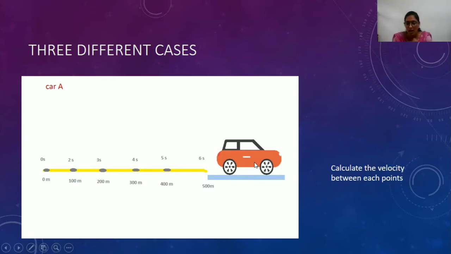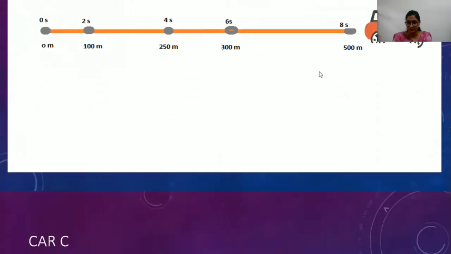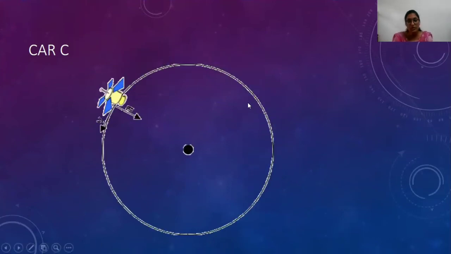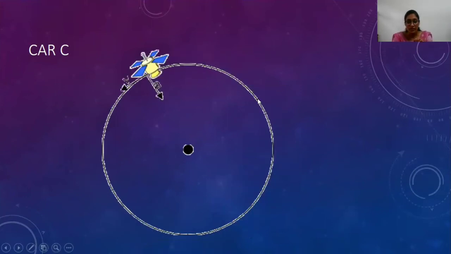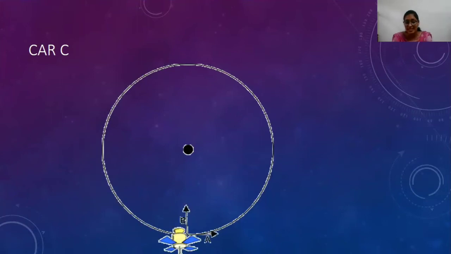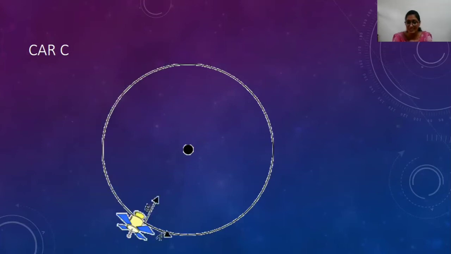I think the people have calculated it. Now, second case, car B. Here also the car moves in the same direction from 0 meters to 500 meters. Calculate the velocity at each point. Now the third case, car C. Here the car is moving in a circular path. At each point, the direction of velocity changes. The magnitude of the velocity is not changing, but the direction of velocity changes.